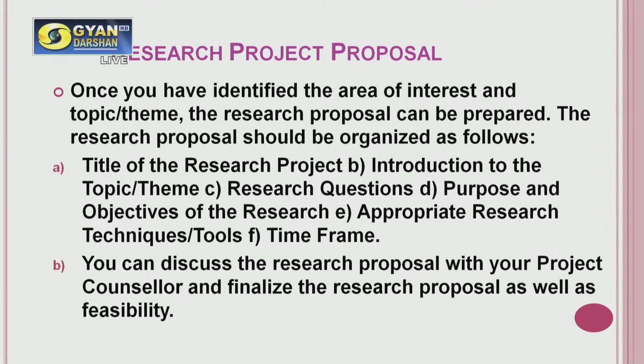When you talk about the research project proposals, once you have identified the area of interest and topic or theme, the research proposal can be prepared. The research proposal should be organized in this way. One is the title of the research project. Many of you have already written to us asking how to prepare a research proposal. So first, you need to write the title of the research project, and the introduction to the theme or topic. Second is the research question, purpose and objectives of the research, appropriate research technique and tools, and time frame.